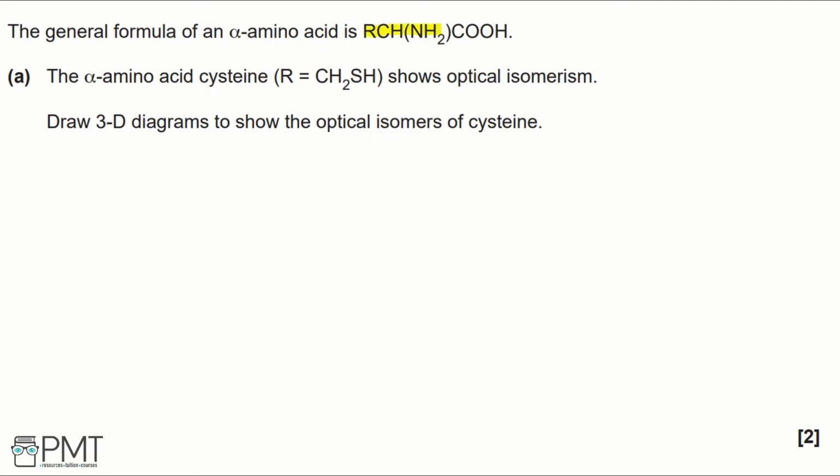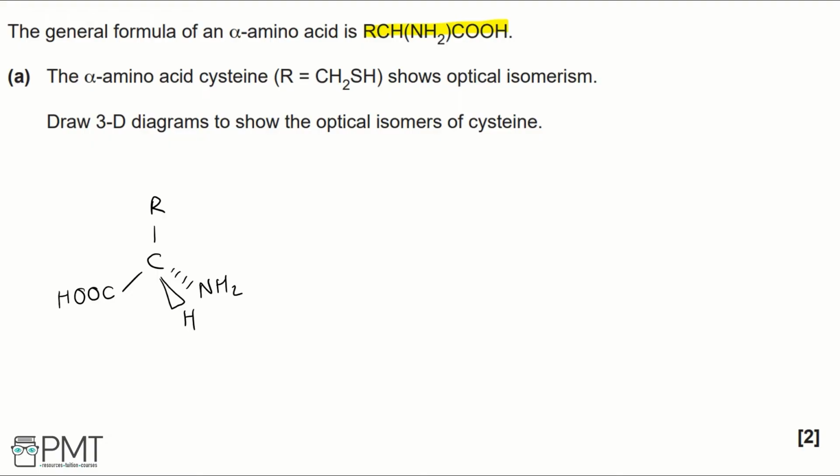Here we're given the general formula of an alpha amino acid. If we try and draw this as a 3D structure, we would have our central chiral carbon, our R group, a dashed wedge with NH2, and a solid wedge with hydrogen. And then on the same plane as R, we would have our carboxylic acid, or our COOH.